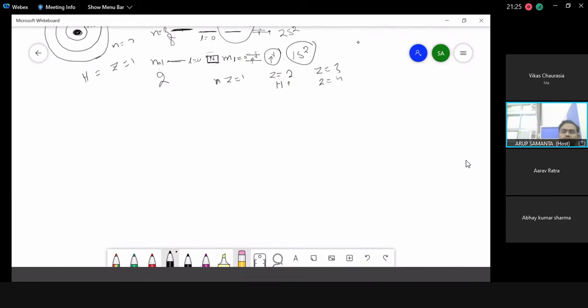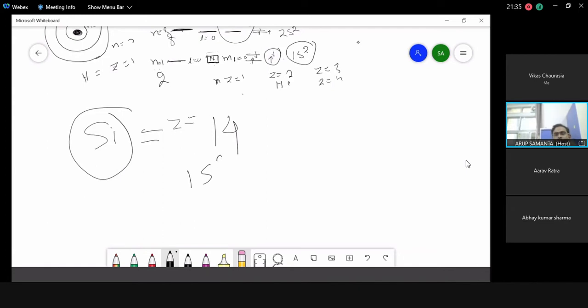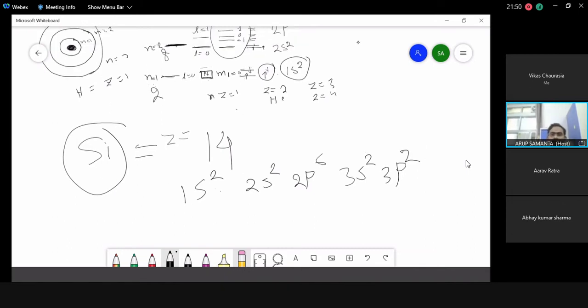Let's take one material I am talking about, silicon. Silicon's atomic number Z, the number of electrons, is 14. So the distribution is 1s2, 2s2, 2p6, 3s2, and 3p2. This is the distribution: 2, 8, 10, 2 to 4 electrons. So how will they fill energetically?